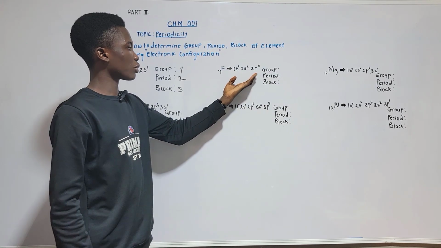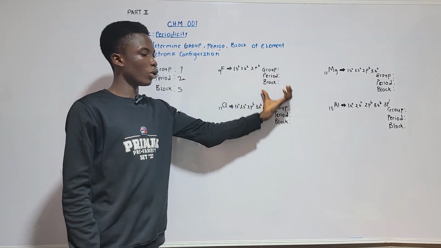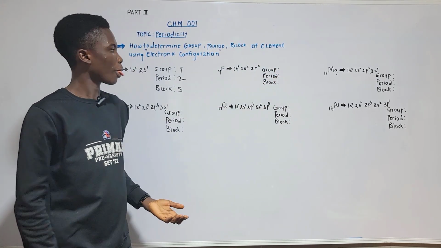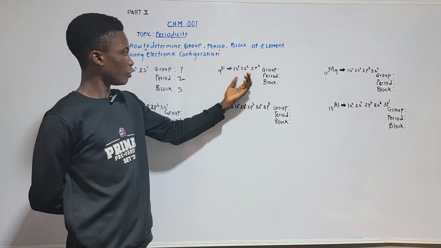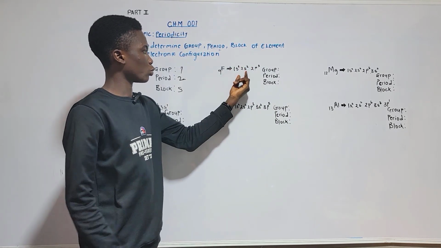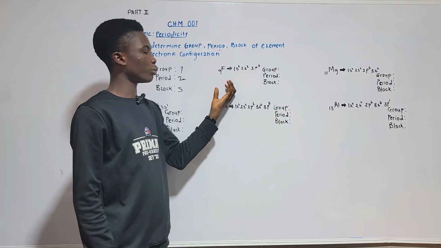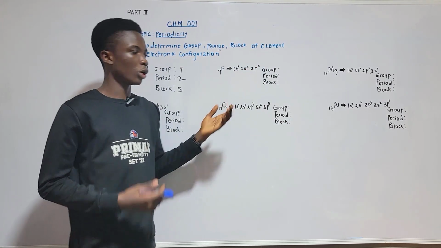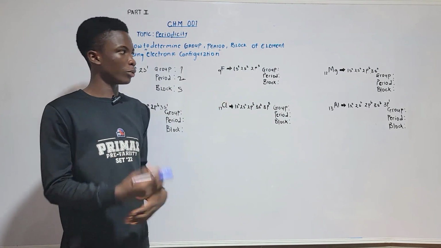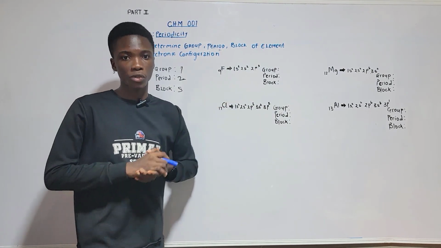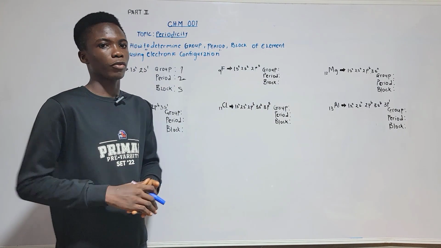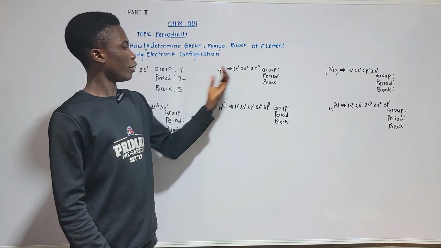Now, another example we have here is fluorine. If you are to determine the group, period, and block for fluorine, what do you need to know? The configuration is 1s2 2s2 2p5. Is fluorine going to belong to group 5? No, surely it won't belong to group 5. If you check your periodic table, fluorine belongs to group 7. But let's verify that.